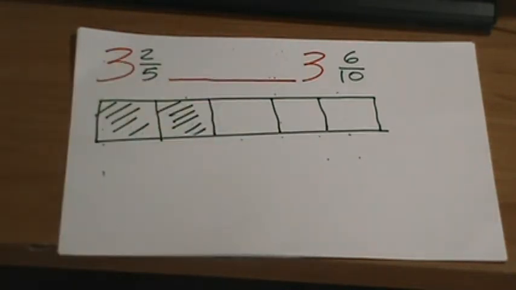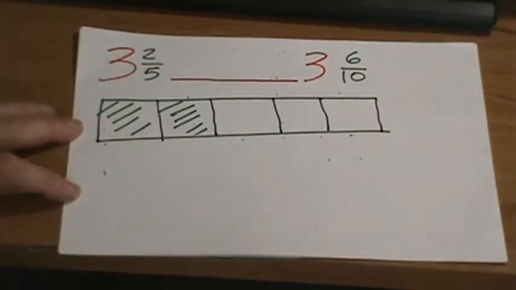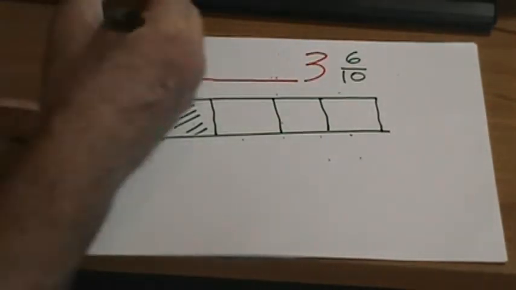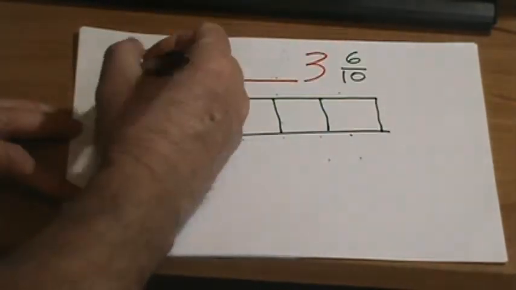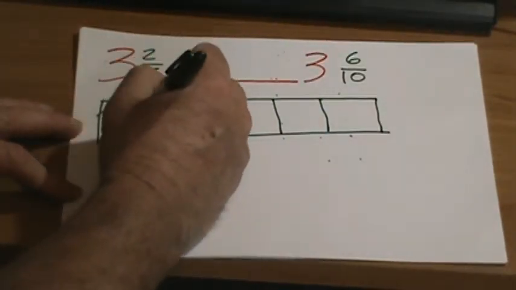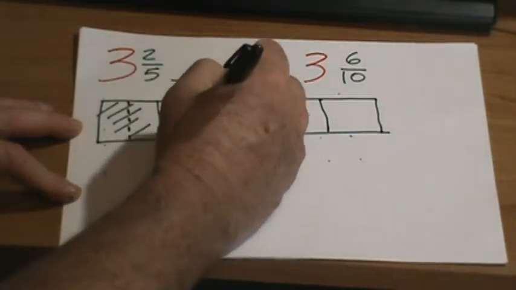Now, we're going to turn this tape diagram into tenths. How do we do that? We just split them in half, right? Because we have 1, 2, 3, 4, 5, and 5 times 2 is 10. So let's go ahead and cut them in half.